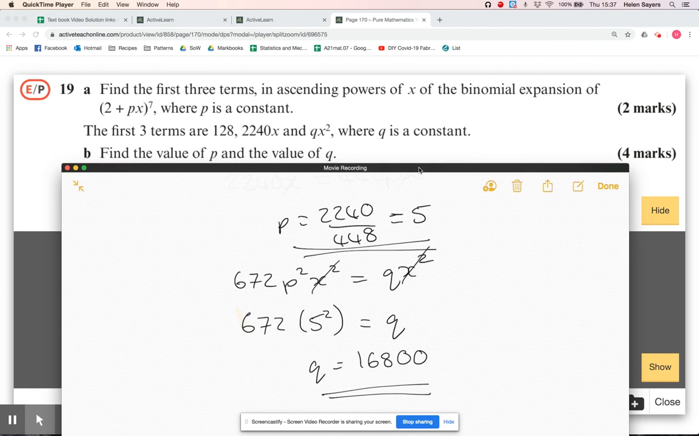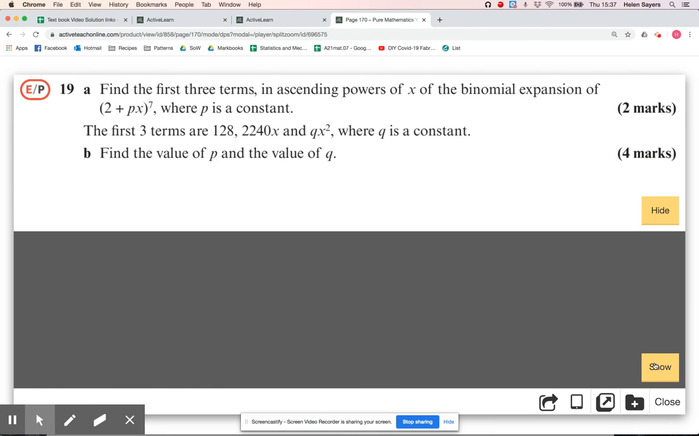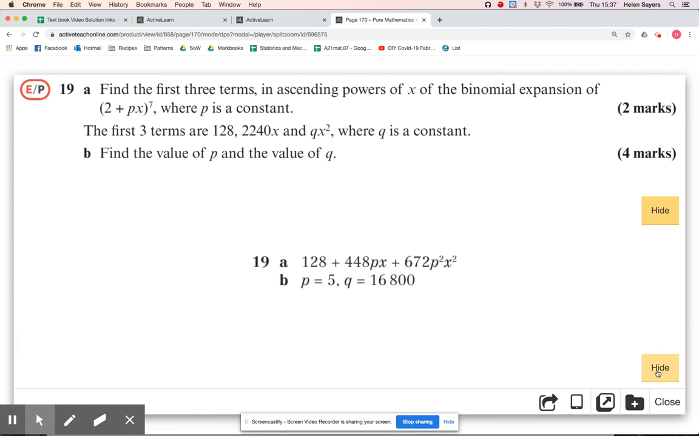Doesn't say anything funny about them being negatives. No, okay, so let's just check those. 5 and 16800. Cool.